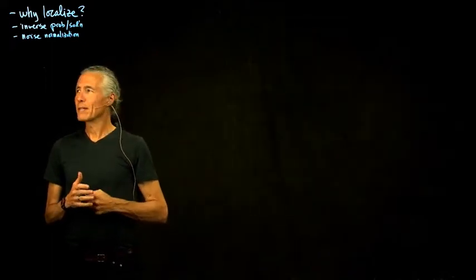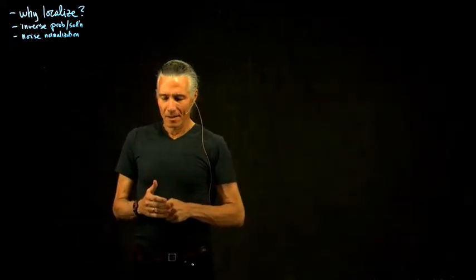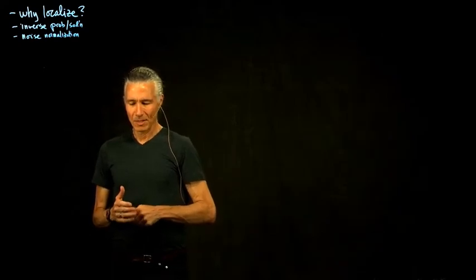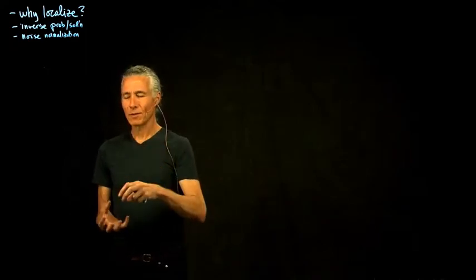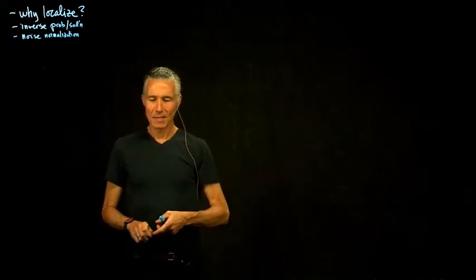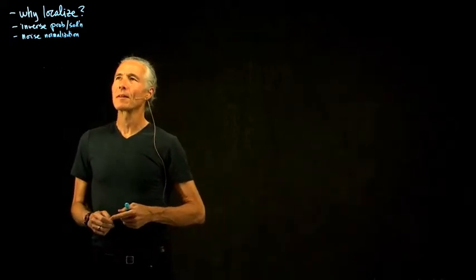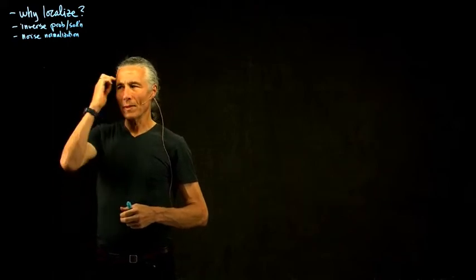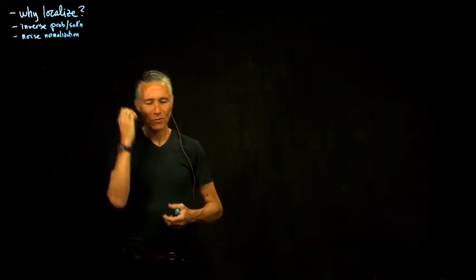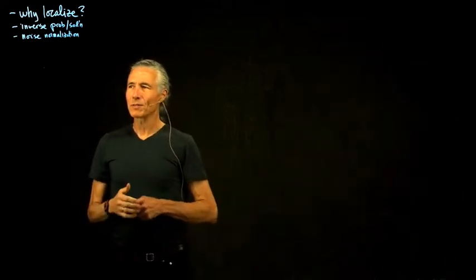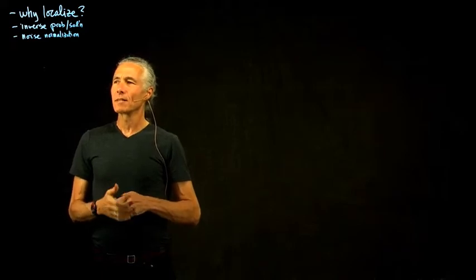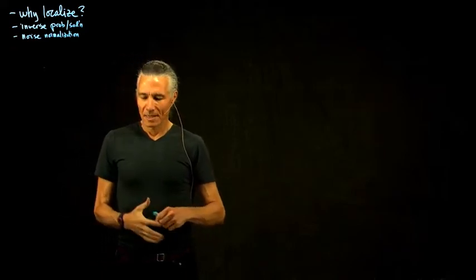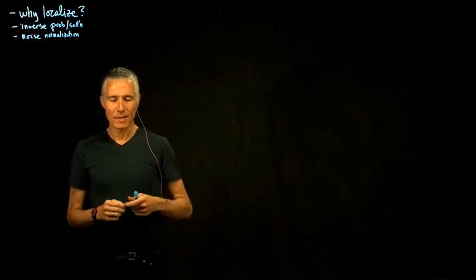Last time we did the forward solution, sort of thinking about starting with the source in the head and calculating how you get out to the scalp. And part of the reason to do that was to be able to solve the inverse problem, get the inverse solution. And the inverse solution is to try to guess where the activity is given the data on the surface.